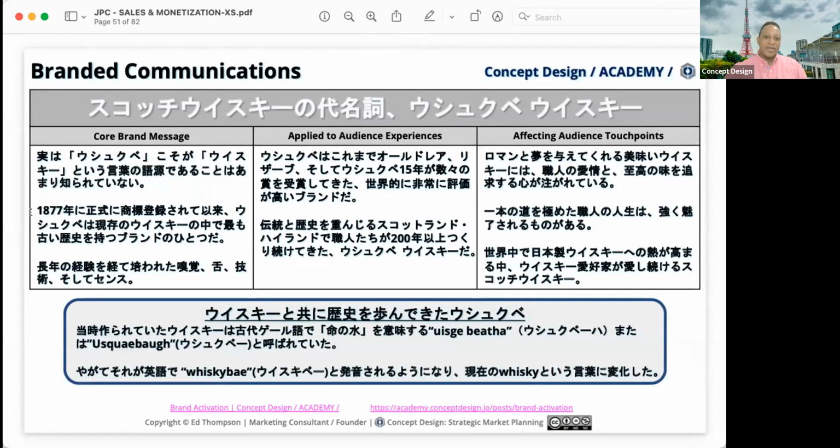And so the branded communications: we have a core brand message, we apply it to audience experiences, and these things affect audience touch points in different ways. That allows us to decide on what the very specific form of branded communications will be. And so when you drink Ushkaba, you are drinking history. That is actually what you are enjoying. That is the brand experience. That is how we change it.